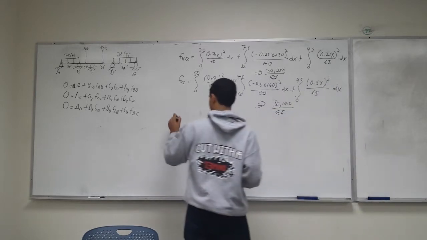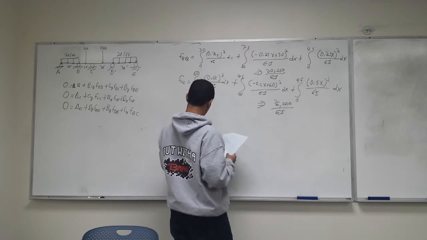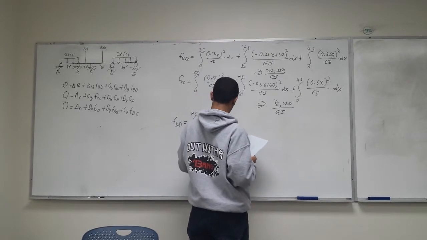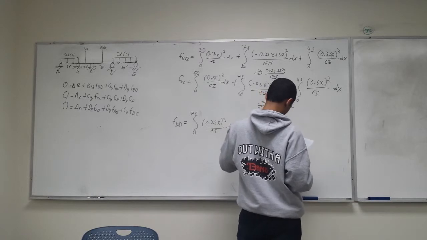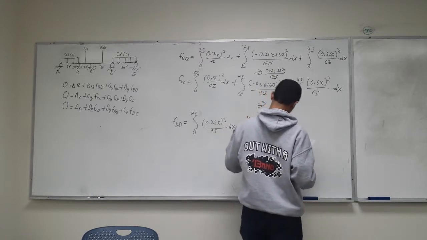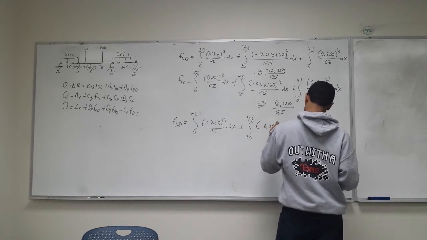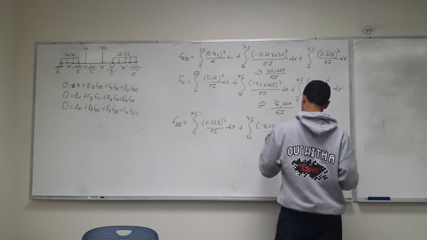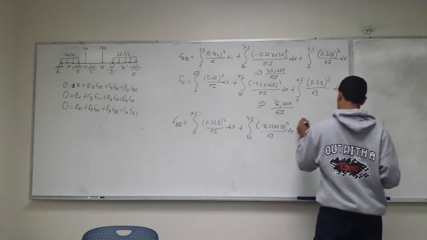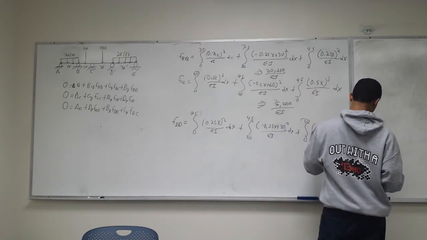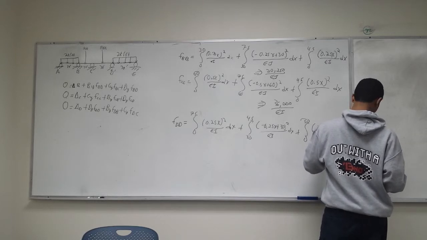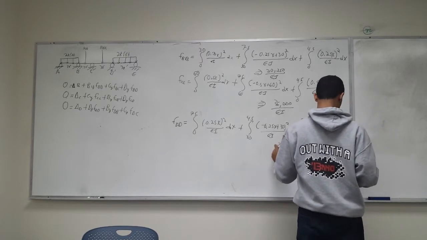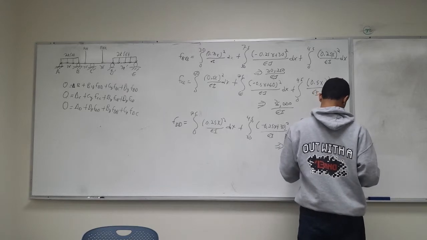Now we have FDD. We have integral 0 to 75, 0.25x squared over EI times dx, plus integral 30 to 45, parentheses negative 0.25x plus 30, squared over EI times dx, plus integral 0 to 30, 0.75x squared over EI times dx, is equal to 20,250 over EI.